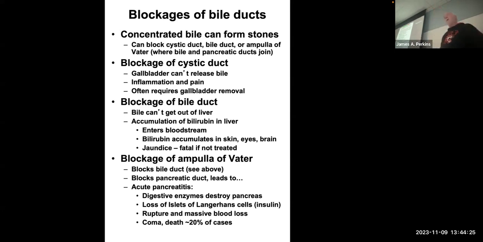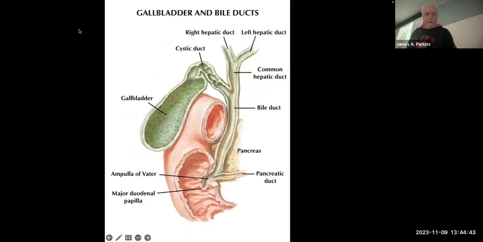Now, let's say you've got one of these little stones that migrates through the cystic duct, doesn't get trapped in the cystic duct, but instead makes it through and migrates down into the bile duct. And now it gets trapped in the bile duct. Just to refresh your memory, if that stone manages to make it through the cystic duct, but gets lodged somewhere down here in the bile duct, it's still basically blocking the outflow of bile from the gallbladder. So it may also cause that kind of gallbladder disease, that gallbladder inflammation and pain.